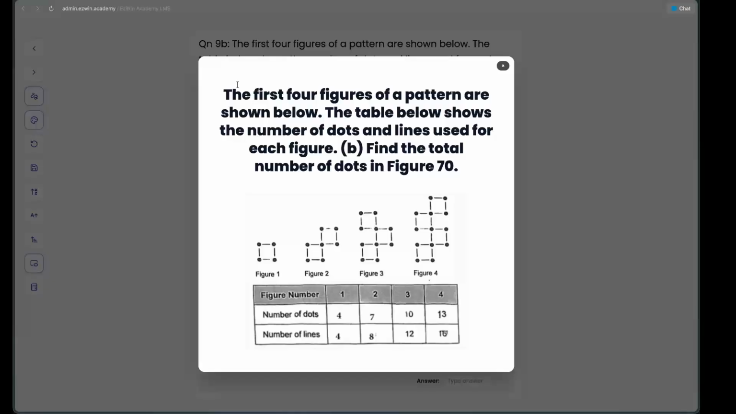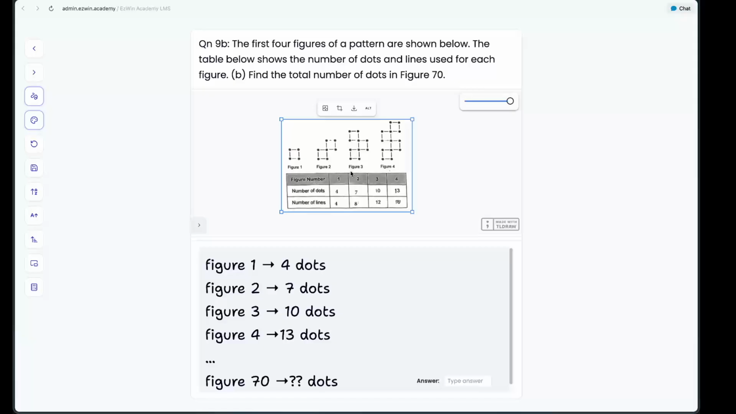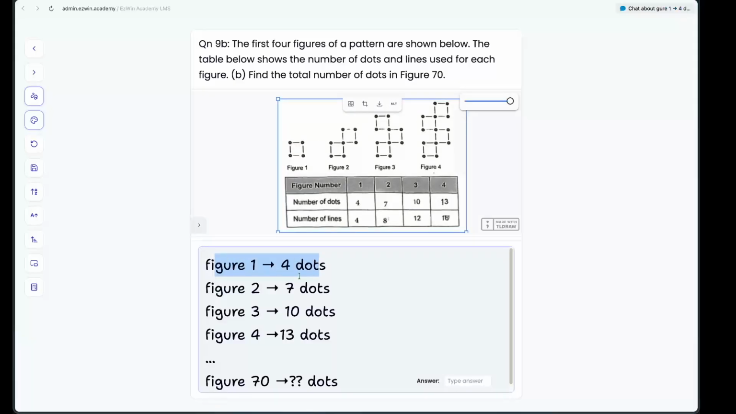Question 9, part B. The first four figures of a pattern are shown below. The table below shows the number of dots and lines used for each figure. Find the total number of dots in figure 70. So from the image over here, we have figure 1 with 4 dots, figure 2 with 7, figure 3 with 10, and figure 4 with 13. How many dots in figure 70?